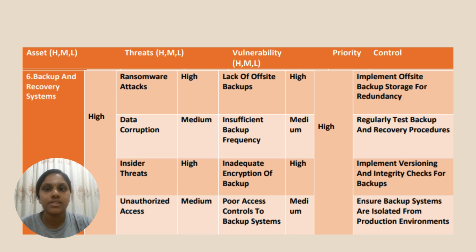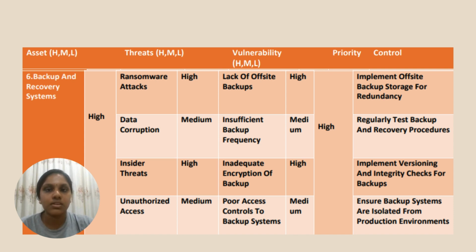I'll be presenting the sixth asset of the organization, which is the backup and recovery system. It has a high risk level. The first threat is ransomware attacks, which has a high risk. Its vulnerability is the lack of offsite backups, which also has a high risk status, so its priority is also high. The way to control it is to implement offsite backup storage for redundancy.